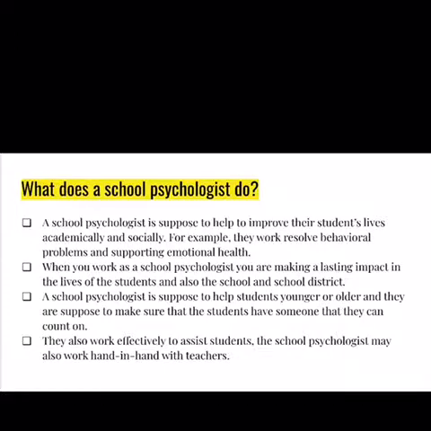And a school psychologist is supposed to help students younger or older, and make sure that the students have someone that they can count on. Some younger children probably don't have a good adult or a role model in their life, and that's what a school psychologist is supposed to do. They're also supposed to help them if they have any problems at home or anything, they can count on them for that, and they are hands-on with teachers.